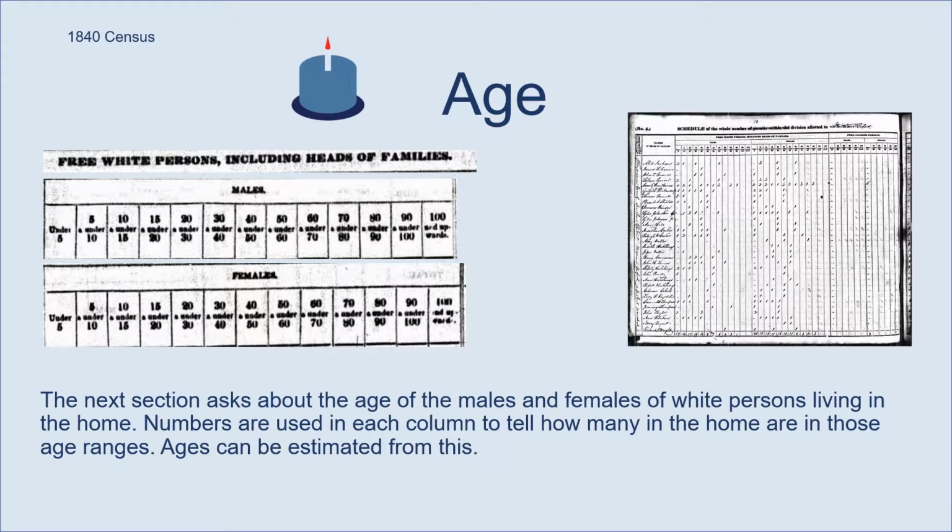Age. The next section asks about the age of the males and females of white persons living in the home. Numbers are used in each column to tell how many in the home are in those age ranges. Ages can be estimated from this.